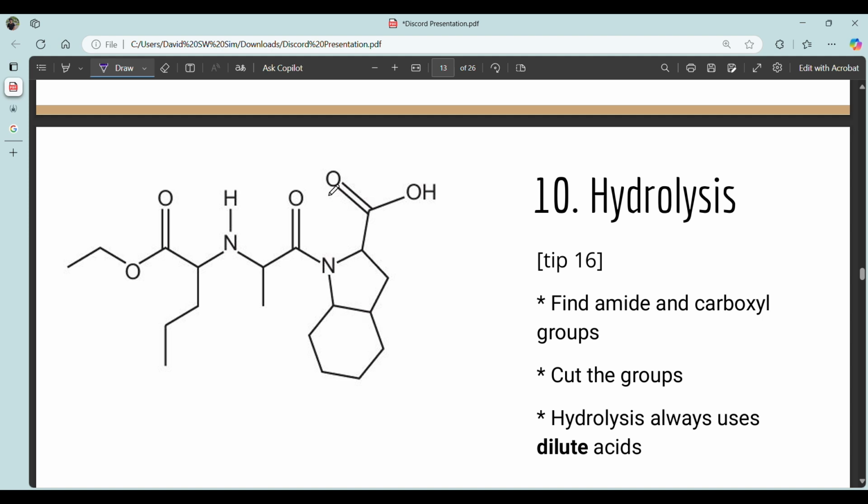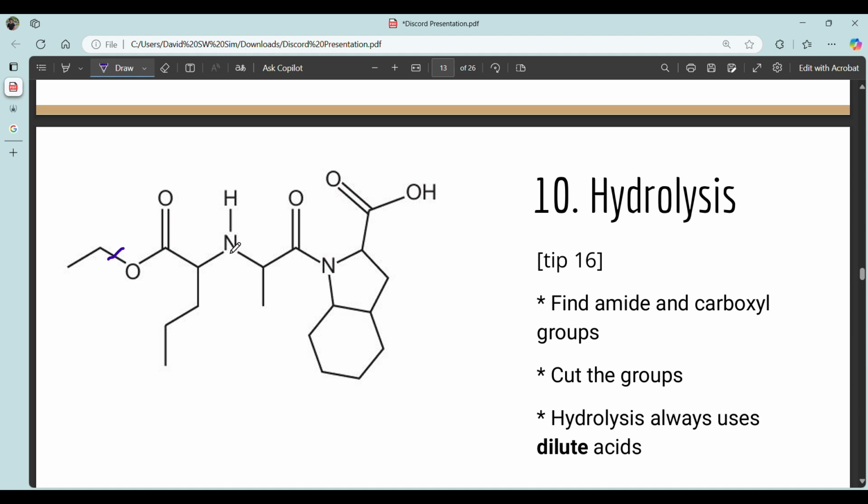This is also a very common question where they will give you just one organic compound here, and you have to hydrolyze them. You have to break them up. Imagine what they look like when they're hydrolyzed with acid. So the first step is to find all the amide and the carboxyl bonds. You have one bond here. Okay, this is obviously a carboxyl bond.